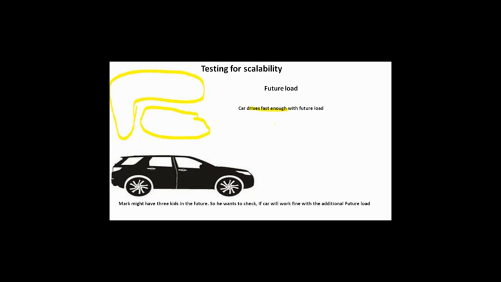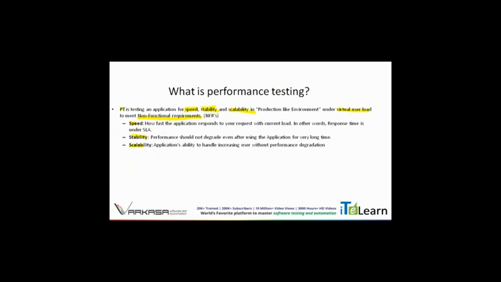So you do 3 tests. Okay, one is testing for speed, testing for stability, and testing for scalability. As I've told you before, if you just test for speed, that's not good enough. Probably 15 years back, that was good enough. Performance testing meant speed, I'm testing for speed. But now performance testing is not just speed, it is stability as well, or sustained speed, and scalability as well, which is future load. Okay, and it is done in a production-like environment, folks.